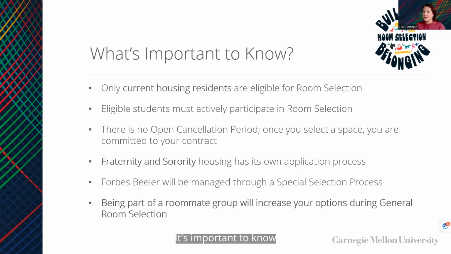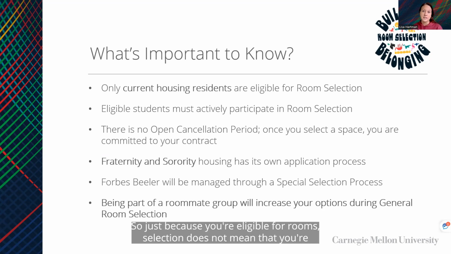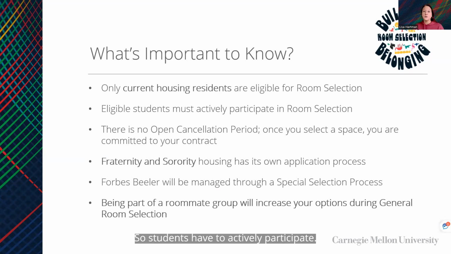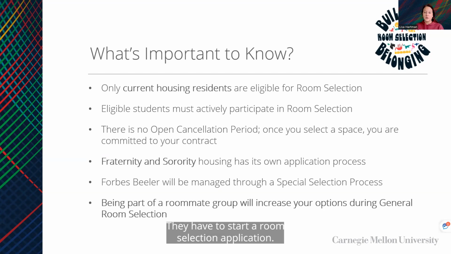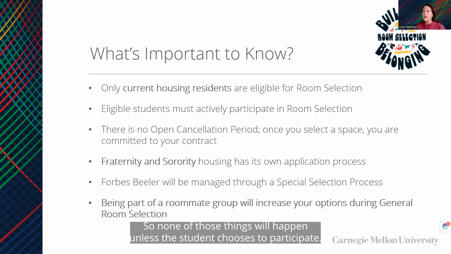It's important to know that students have to actively participate in room selection. Just because you're eligible for room selection does not mean that you're going to be assigned to housing if you don't do anything. So students have to actively participate. They have to start a room selection application. They have to sign their housing contract. They need to select a room themselves. So none of those things will happen unless a student chooses to participate.